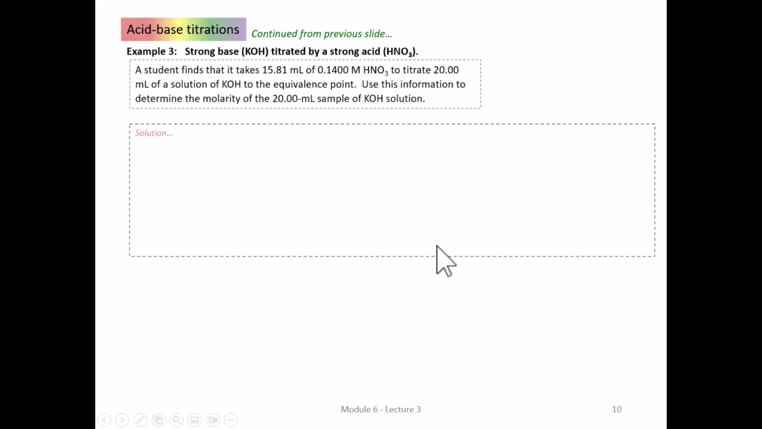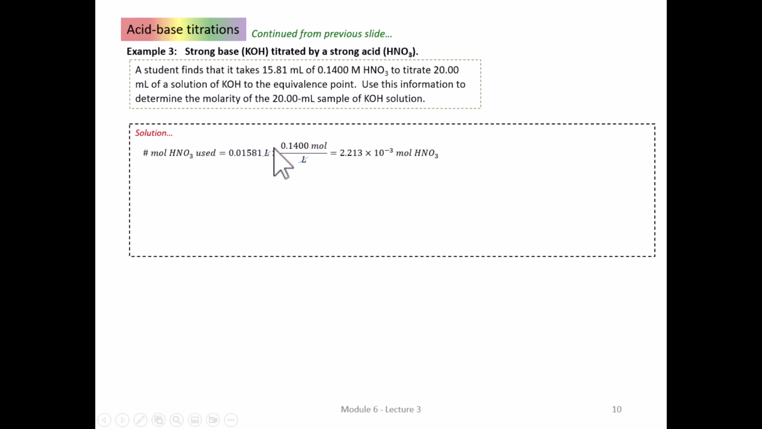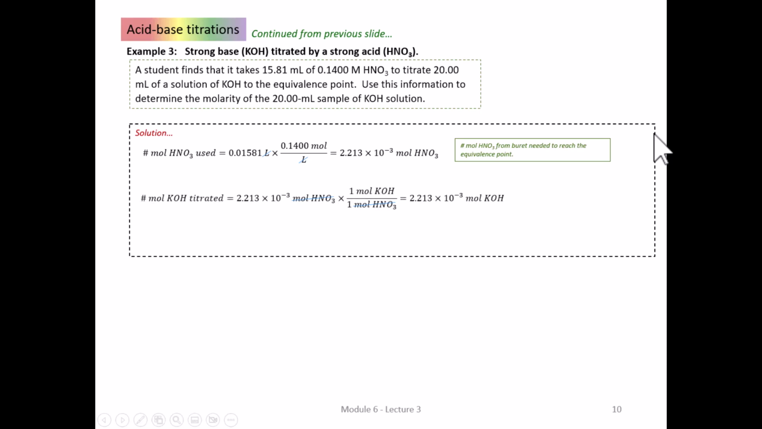Well, let's look and see how we would do this calculation. The number of moles of nitric acid used would be the volume of titrant of nitric acid that we used times its concentration. So this would be the number of moles of nitric acid that we delivered from the burette. The number of moles of potassium hydroxide that we titrated in the flask would be equal to the number of moles of nitric acid that we added times the fact that we know 1 mole of potassium hydroxide reacts with 1 mole of nitric acid.